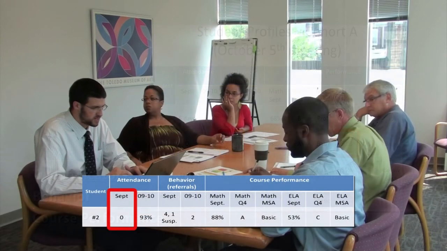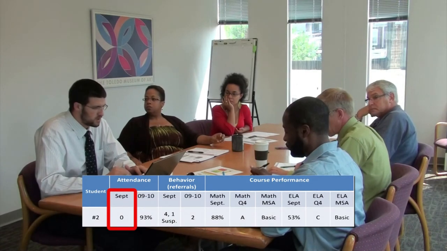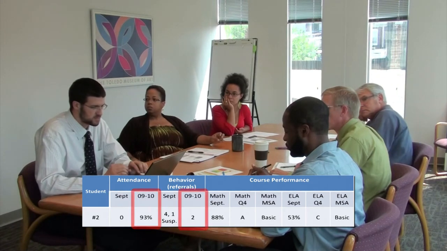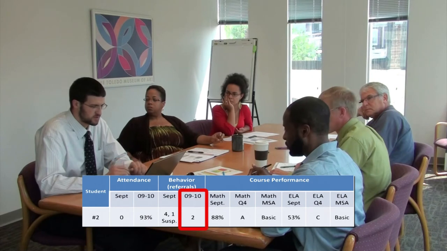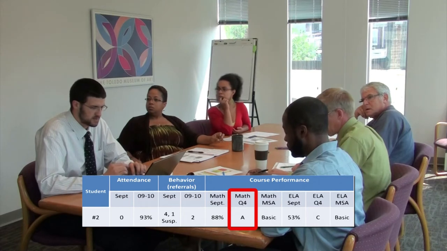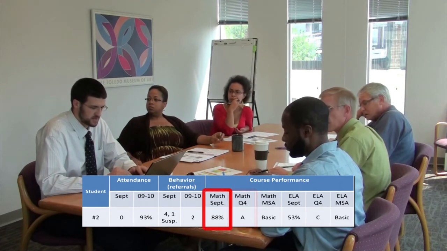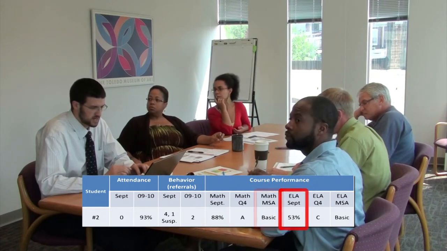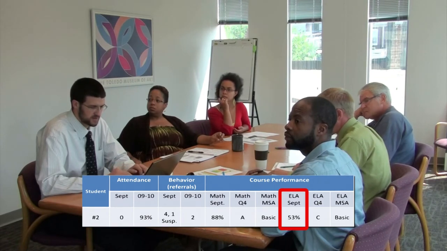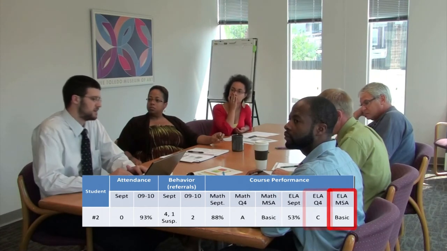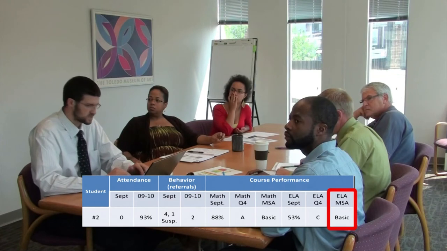So doing fine in attendance, no days absent so far this year, pretty good attendance last year. Behavior did not seem to be an issue last year, only two referrals for the full school year. In course performance, had an A at the end of last year in math, getting a high B so far this year, and was basic on the state assessment. In ELA, like I mentioned, getting an F at a 53% so far this year, and had a C at the end of last year and basic in ELA for the state assessment as well. So again, we'll start with updates for Adrian.